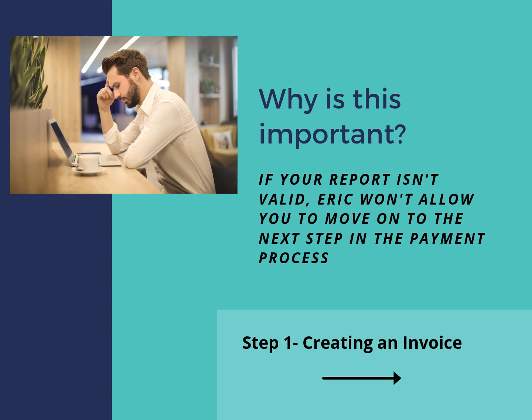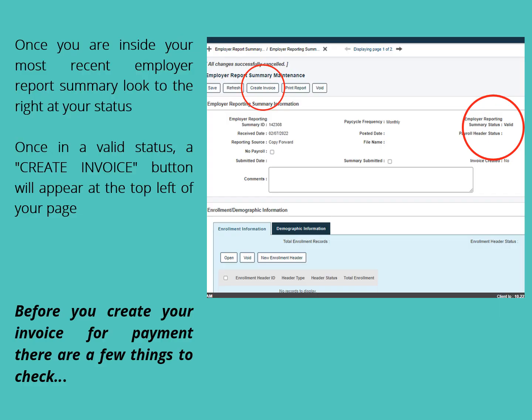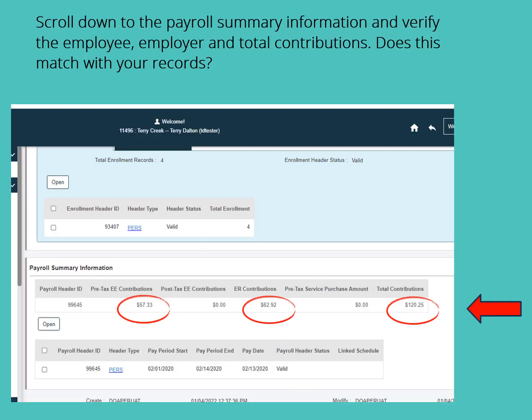Let's create an invoice. In this example of an employer report summary, you will see that over to the right is a valid status. Once your report is valid, it also shows a Create Invoice button to the top left side of your display. There is one thing to double check just before you click that button. Scroll down within that report to the payroll summary information and double check that the employee and employer contributions match with what you want to pay Impera.